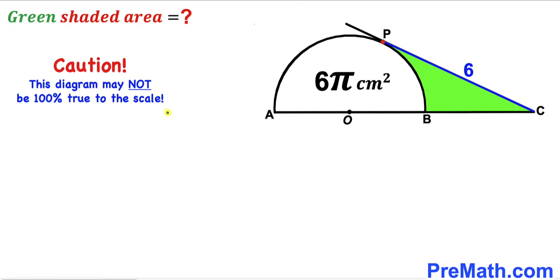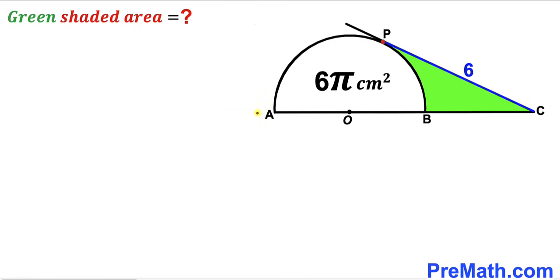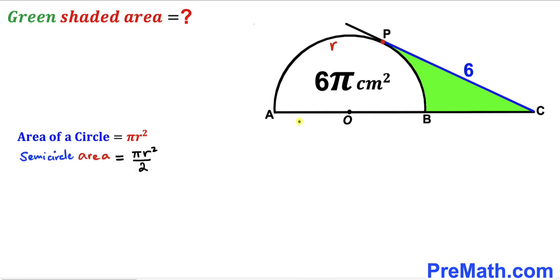Please keep in mind that this figure may not be 100% true to the scale. Let's go ahead and get started. Let's assume the radius of this semicircle is lowercase r. Now let's recall the area of a circle formula: area equals pi r square, where r is the radius. Since we are dealing with this semicircle, the semicircle area formula is going to be pi r square divided by 2.